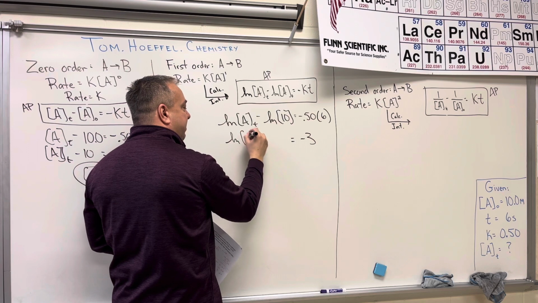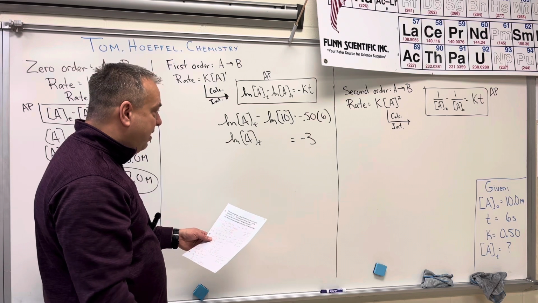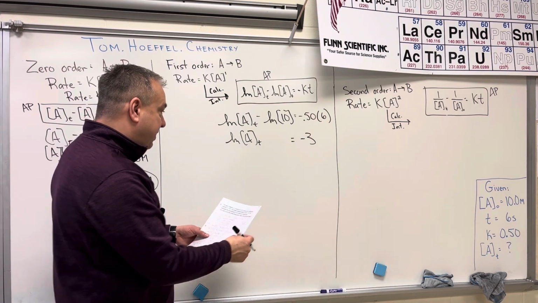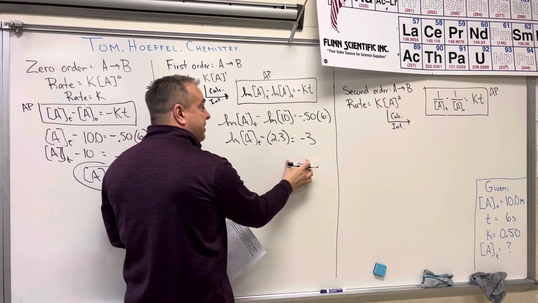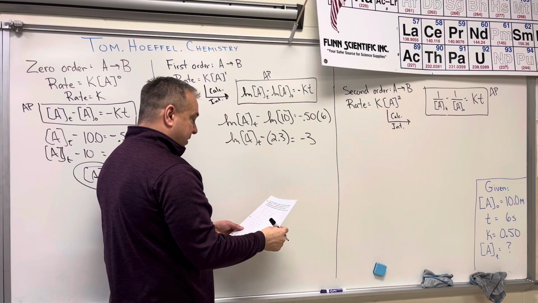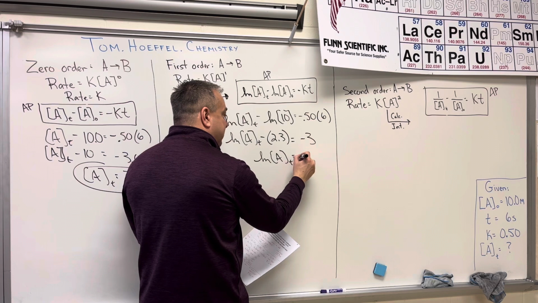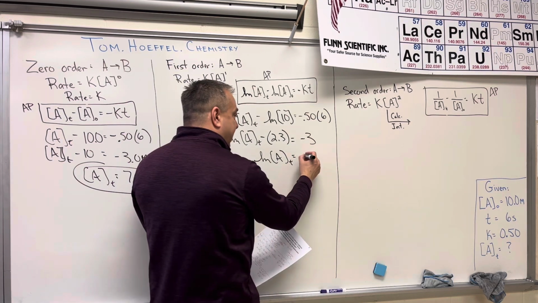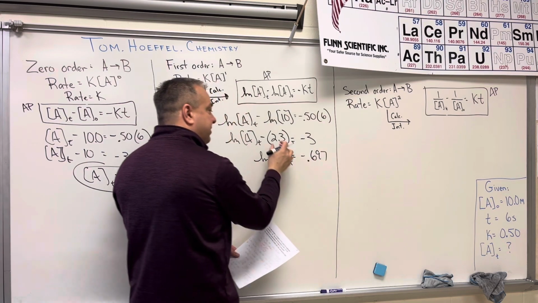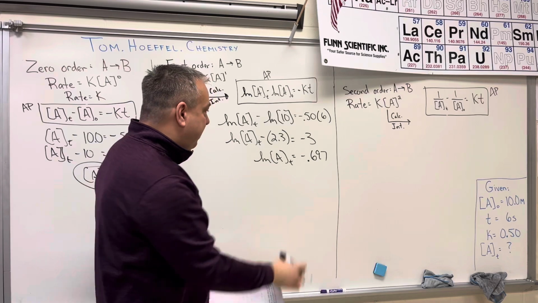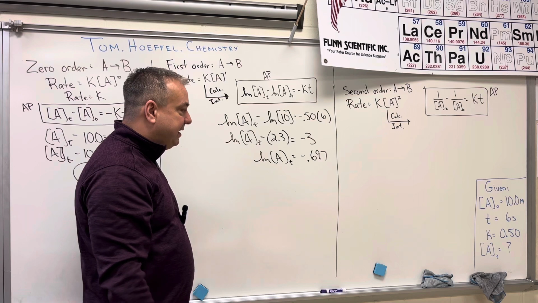And the natural log of the amount at time t. I'm just going to go to my calculator. What is the natural log of 10? The answer ends up becoming 2.3. I'm going to bring this to the other side by adding 2.3 to both sides. So the natural log of the amount at time t is equal to negative 0.697. This was probably 2.3 something something, and when I bring that to the other side, I get this number of negative 0.697.